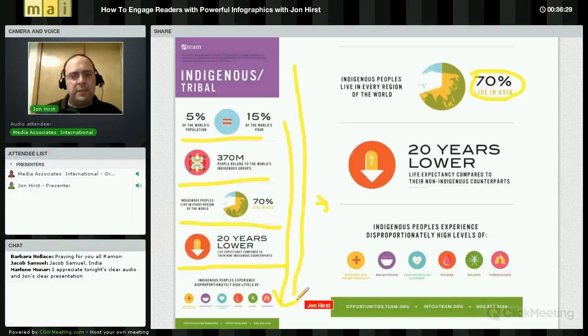Now what this one doesn't do is it doesn't have much of an action point at the end. The only action point is to get a hold of the organization to find out how they can be involved. But they don't say it very clearly. One of the things that I suggest on this infographic really is if they had a call to action at the end that was more specific, it's going to make it more compelling and lead to more people following.